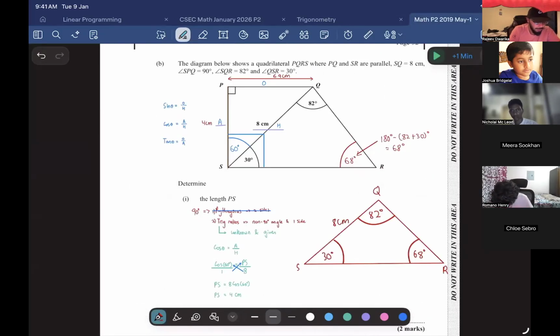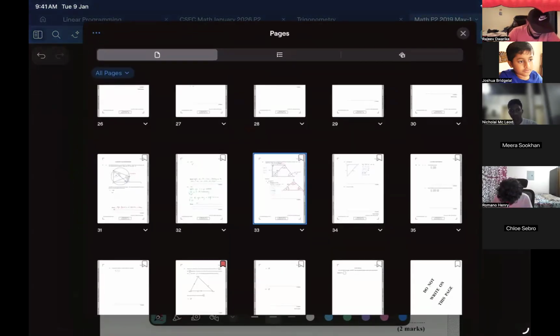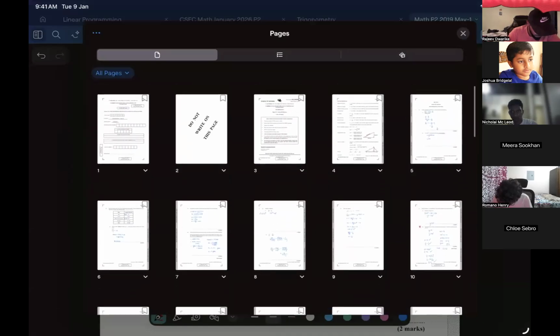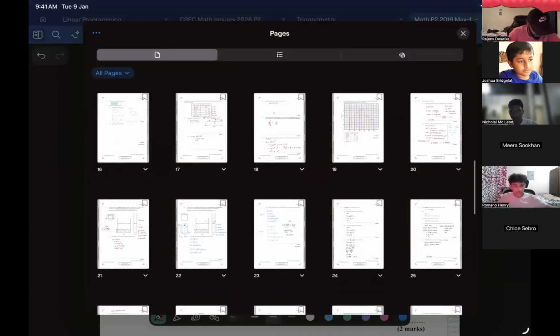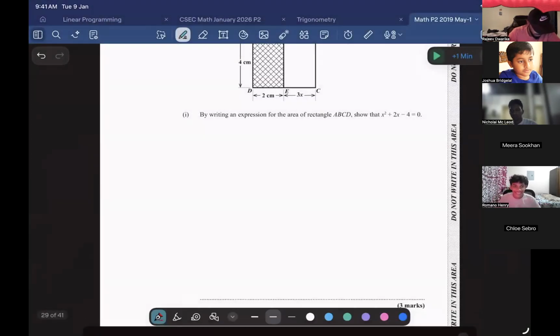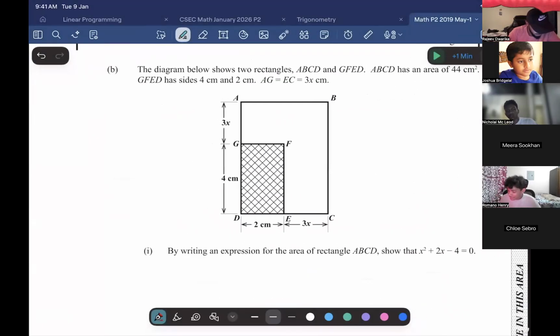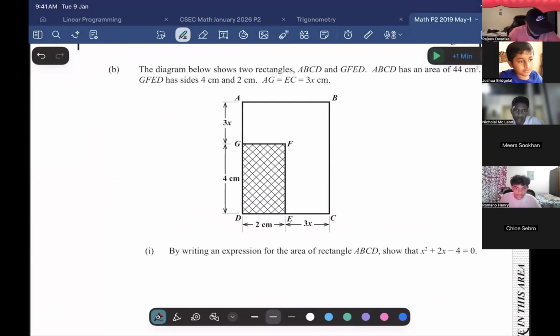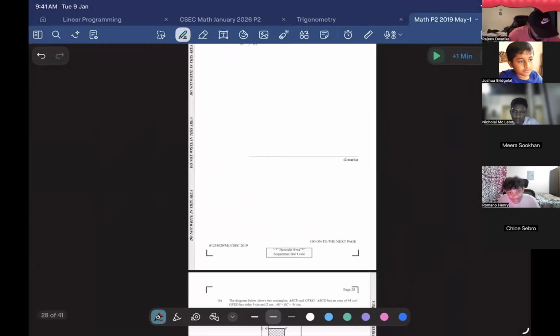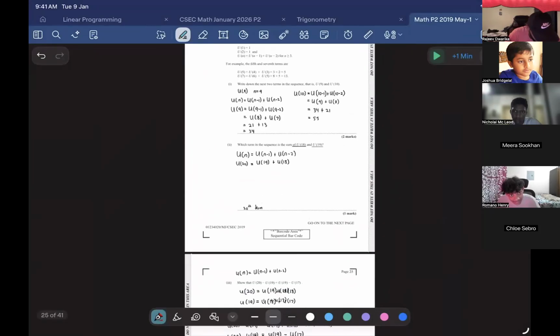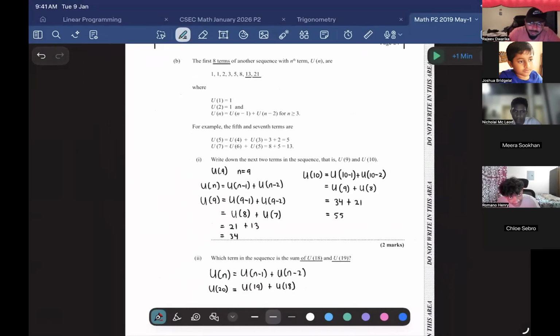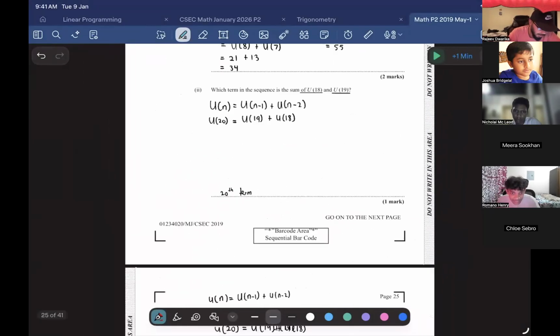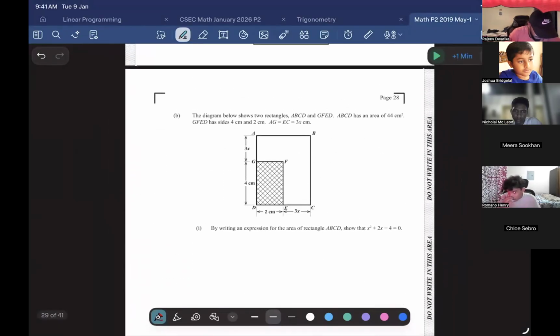If all you ever wanted was to do a hard year, 2019 was one of the harder years. Look at the kind of questions they bring. By writing an expression for the area of the rectangle ABC, show that x squared plus 2x minus 4 is equal to 0. This year, they really had some really interesting questions. It's not too hard, right? But I feel like a student looking at the diagram might get confused.